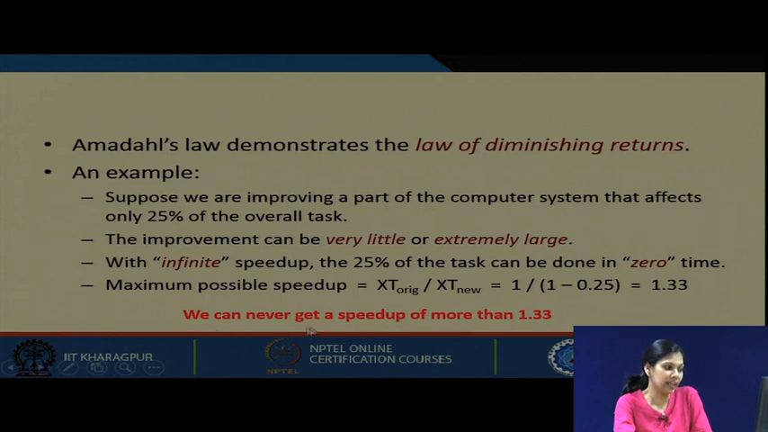So we can never get a speed up of more than 1.33. Even if you do whatever you want, we cannot get a larger overall improvement, because we can only make that 25% faster, as the 75% is still working at the previous speed.